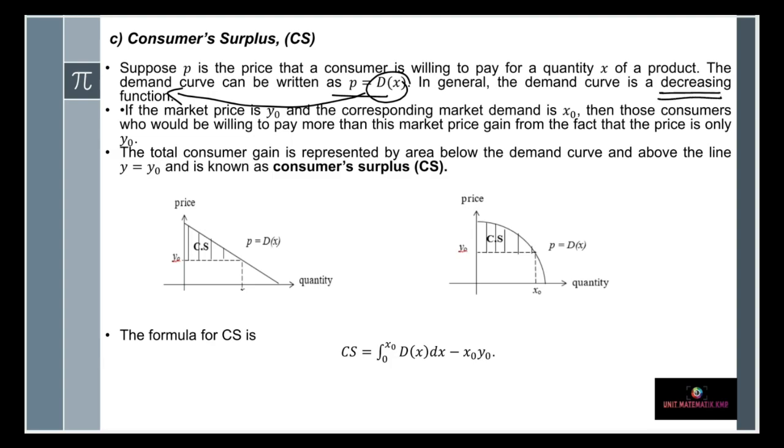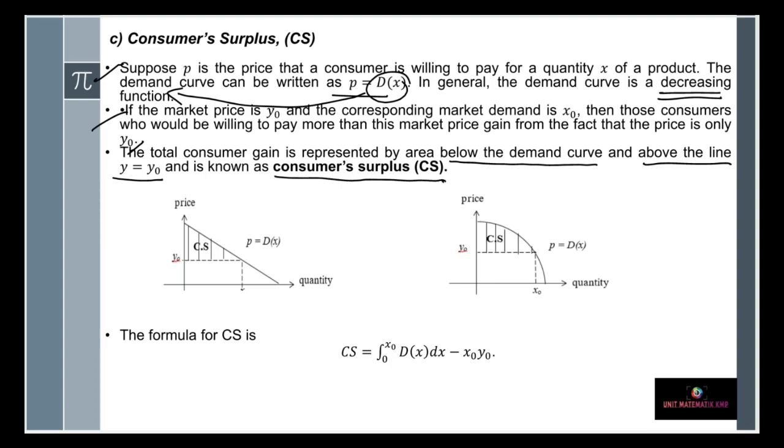So if the market price is Y0 and the corresponding market demand is X0, then those consumers who would be willing to pay more than this market price gain from the fact that the price is only Y0. The total consumer gain is represented by the area below the demand curve and above the line Y equals Y0, and this is known as consumer surplus.